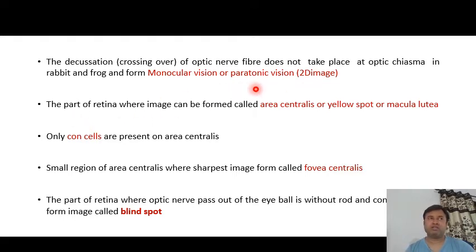While in human 3D vision, we can see length, breadth and depth. The part of the retina where the image is formed is called area centralis or yellow spot or macula lutea. Only cone cells are present on the area centralis. The small region inside the area centralis, which is responsible for the sharpest image, is called fovea centralis. The part of the retina where the optic nerve passes out of the eyeball is without rod and cone cells, and that is called the blind spot. At the blind spot, no image formation occurs.